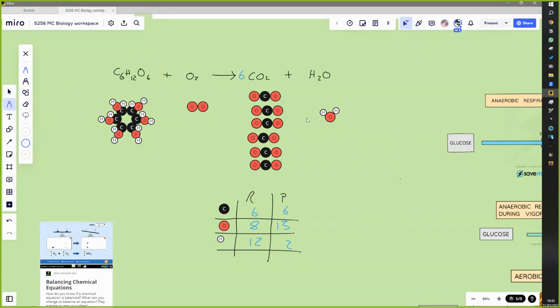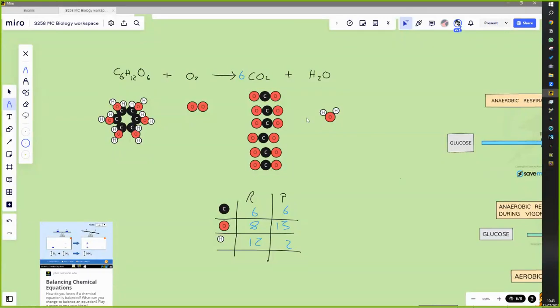So 6. This number shows you the total number of the molecules, not the number of carbons. Some people think that this is 6 carbons and 2 oxygens. It's not. As you can see, it's 6 carbon dioxide molecules.